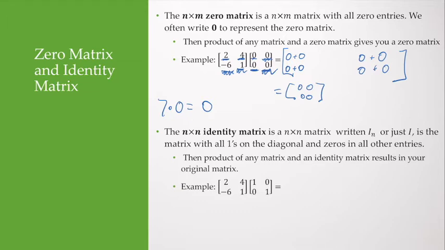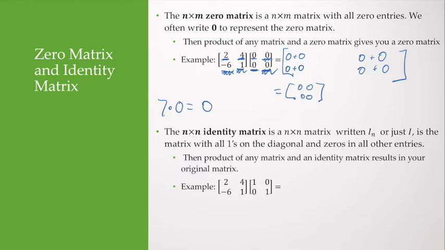Next, we have an identity matrix, okay? An identity matrix is sometimes written I sub n, or just I, and it's the matrix with all ones on the diagonal and zeros as all other entries, okay? The product of any matrix and an identity matrix results in your original matrix.